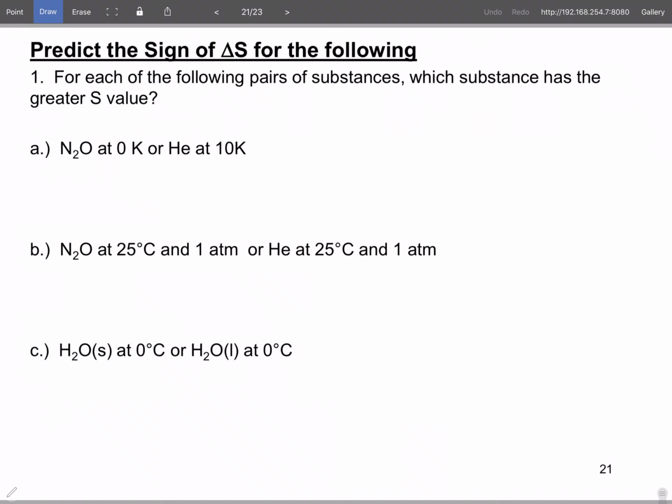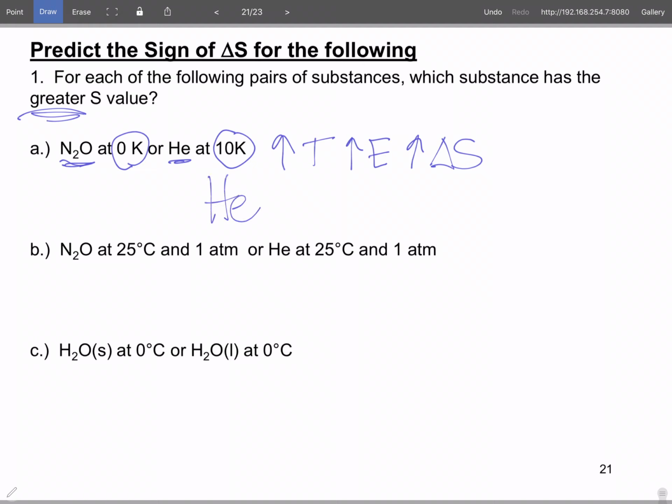Okay? So here's the question. For each of the following pairs of substances, which substance has the greatest delta S? So if we look at it, we have N2O and we have helium. Now we have 0 degrees K and 10 degrees K. So remember, as you increase the temperature, you increase the energy, which means you also increase the disorder. So in this case, if I'm asking for the greater disorder value, and I could be asking for the least, but in this case, the answer would be helium because it has a higher temperature.